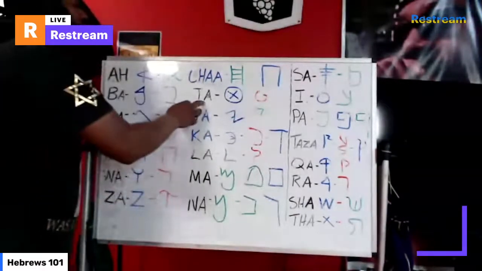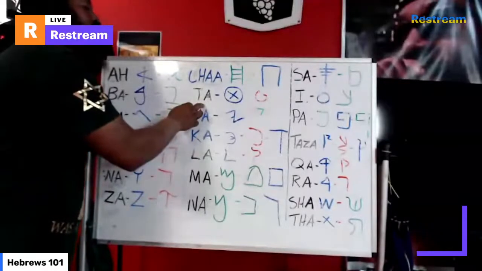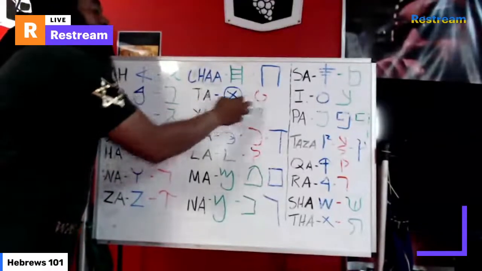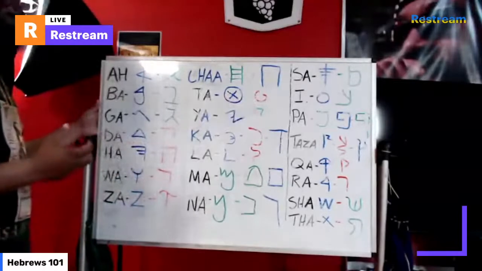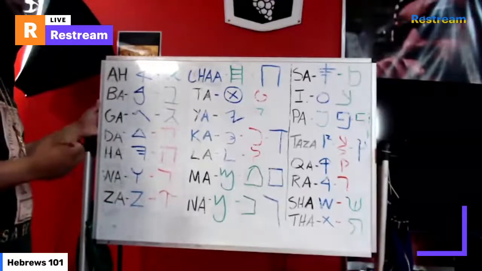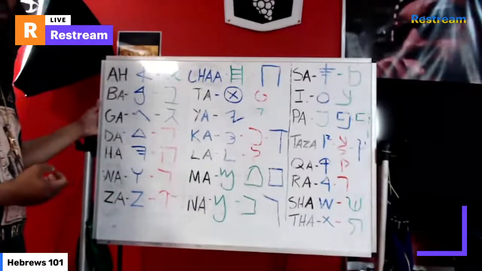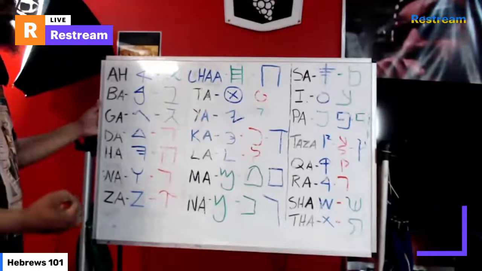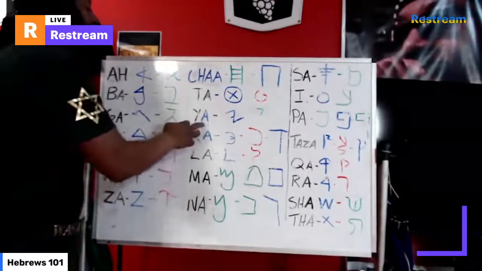Next we have Ta. I know it looks a little small here, but in Assyrian Hebrew, Ta is going to look like a horseshoe. It's going to look like a horseshoe in the text. Then next we have Yah.